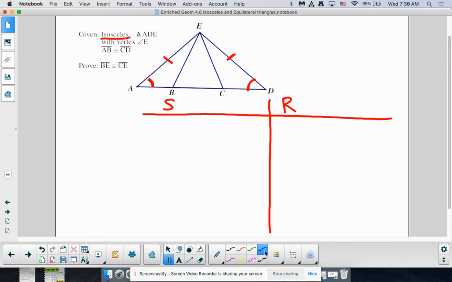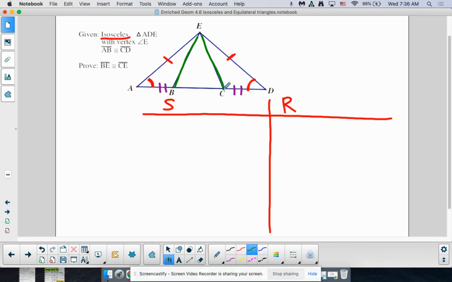Then we're also told that AB, this little guy, is congruent to CD. Again, that's given to us. And now our end goal is to show that BE and CE are the same. So it's quite a process, right? But we did one of these actually yesterday in our video lesson.